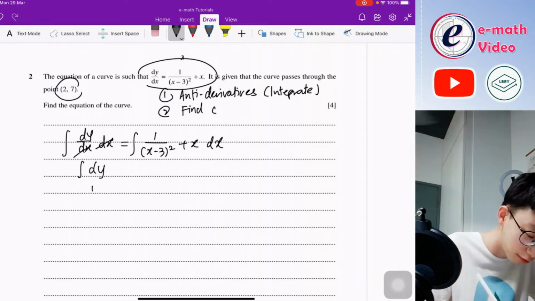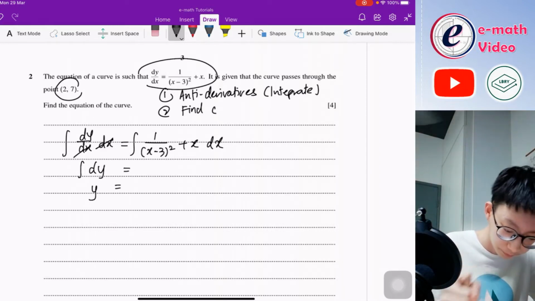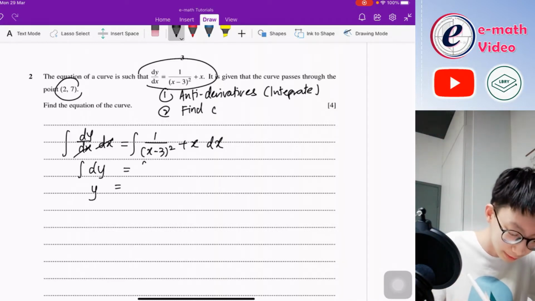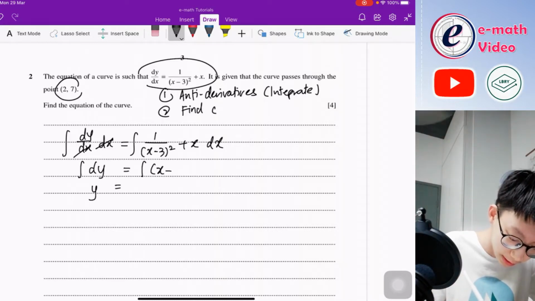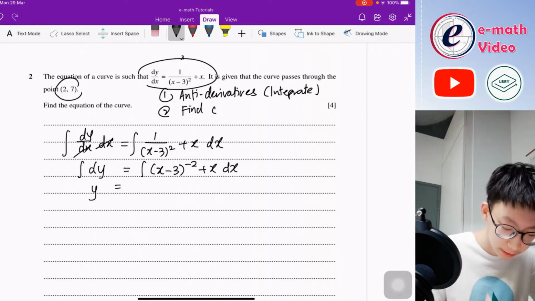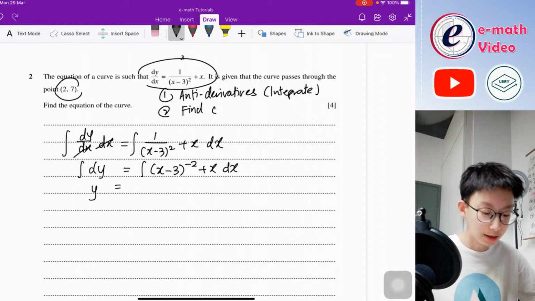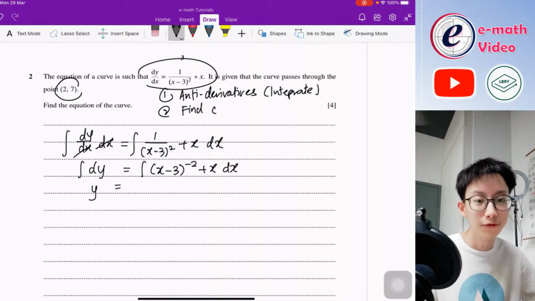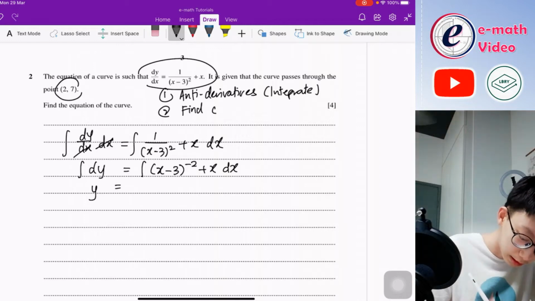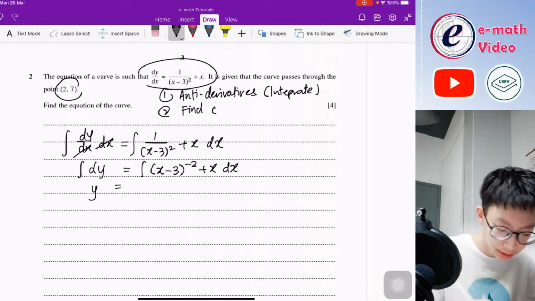So it's actually y. And to make our life easier to integrate, I will just write this as (x minus 3) to the power of negative 2, plus x, dx. Then we can directly integrate. We don't have to use substitution or any integration technique. So now perform the integration.